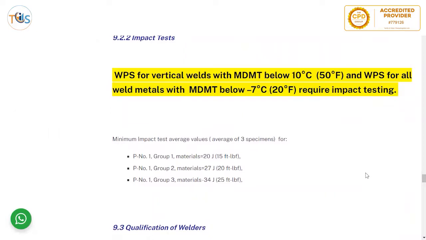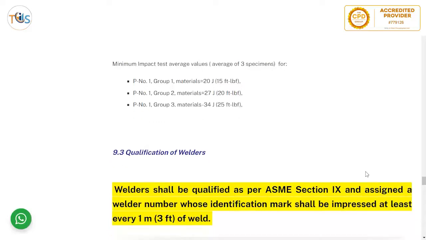Impact test. WPS for vertical welds with MDMT below 10 degree centigrade or 50 degree Fahrenheit, and WPS for all weld methods with MDMT below -7 degree centigrade, 20 degree Fahrenheit, require impact testing. Minimum impact testing average of 3 specimens. For P number 1, group number 1 material is 20 joule. For P number 1, group number 2 materials 27 joule, and for group number 3 of P number 1 is 34 joule.